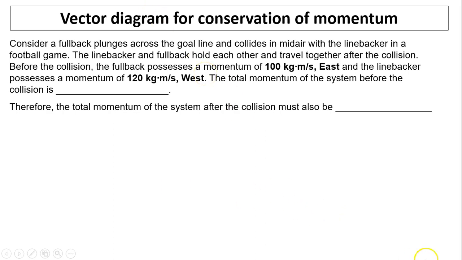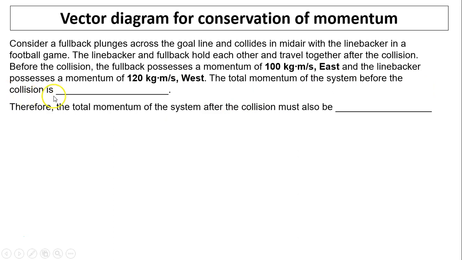Now let's talk about a vector diagram for conservation of momentum. Consider a fullback who plunges across the goal line and collides in mid-air with a linebacker in a football game. Mid-air means there's no friction, right? The linebacker and fullback hold each other and travel together after the collision. Before the collision, the fullback possesses a momentum of 100 kilograms times meter per second east, and the linebacker possesses a momentum of 120 kilograms times meter per second west.